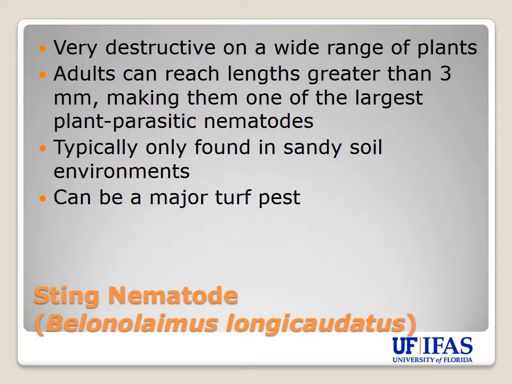Sting nematodes can be very destructive on a wide range of plants. They're actually one of the larger plant parasitic nematodes. They can grow as long as 3 millimeters, so they're going to be large enough where they're actually visible to the naked eye, whereas almost all the other plant nematodes are much smaller. You actually need a microscope to be able to see them. They're typically only found in very sandy soil environments, so you're not going to find them in soils that have a high percentage of clay or muck soils, and they could be a major turf pest.